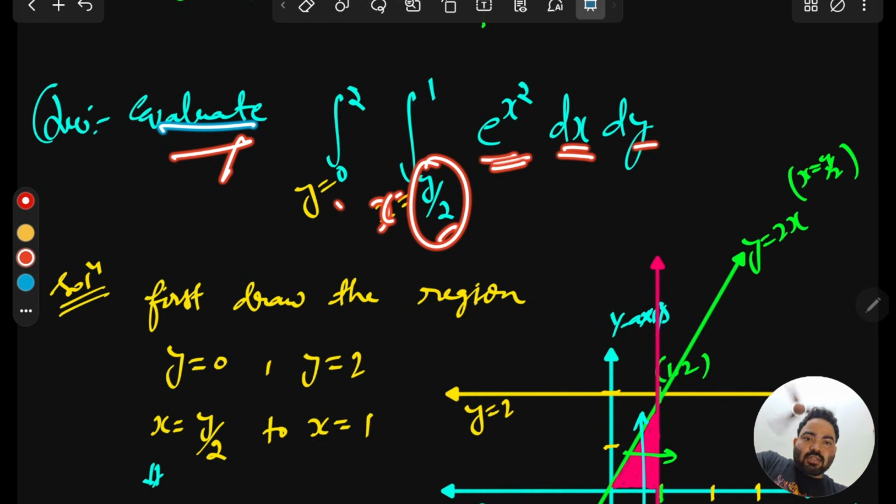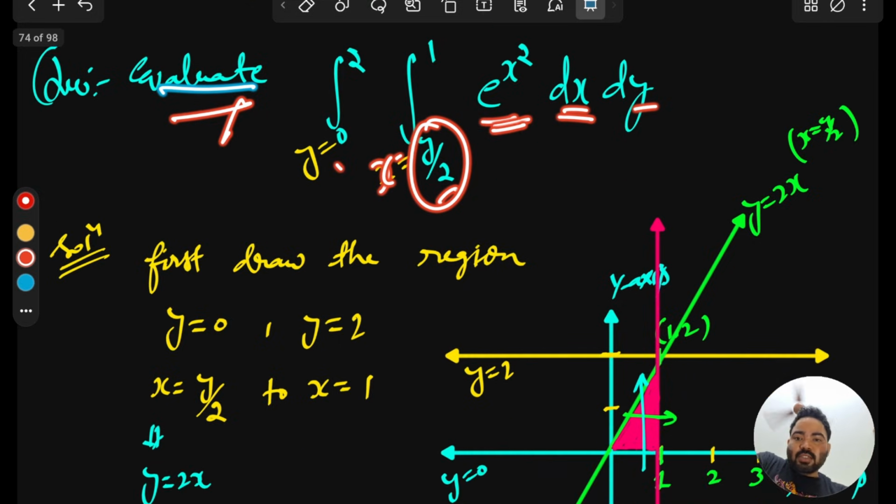So here you cannot do it directly because you don't know the integration of e to the power x square. So what you have to do is just change the order. In the exam, the question will not come by saying change the order. You have to think how you can solve it. So first draw the region.